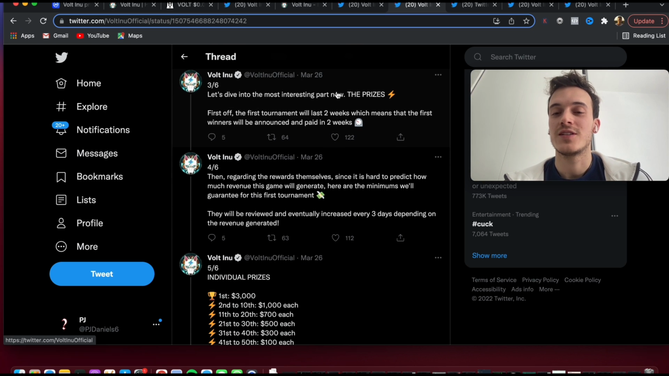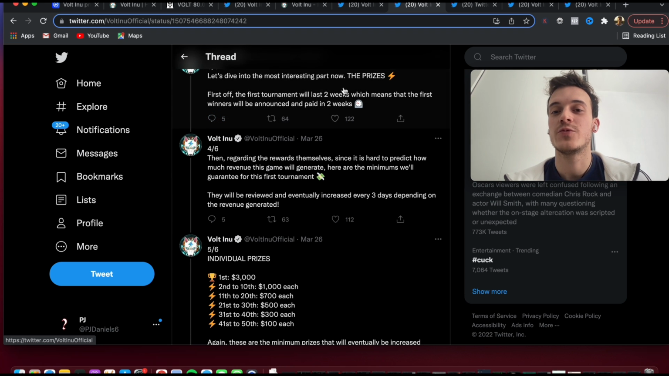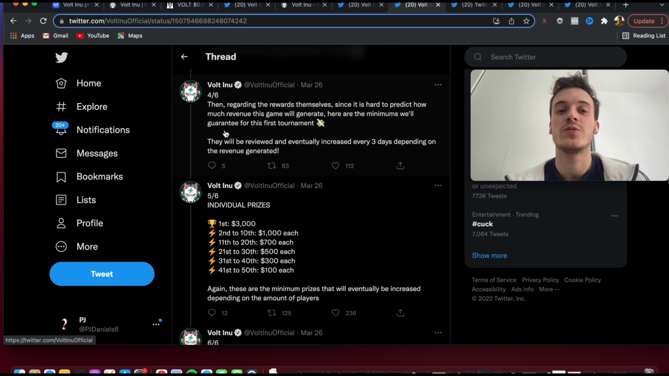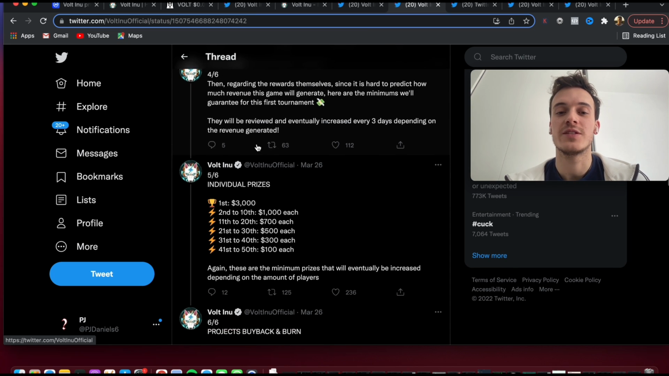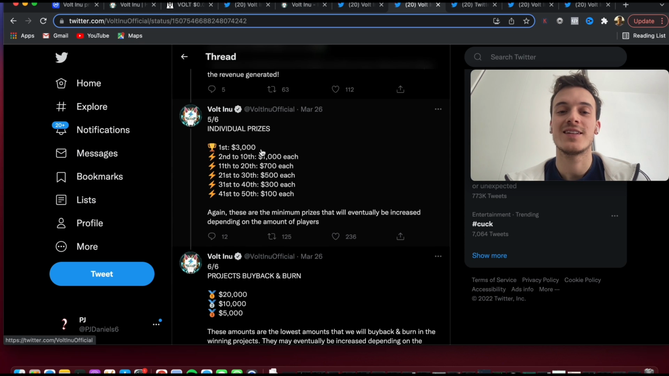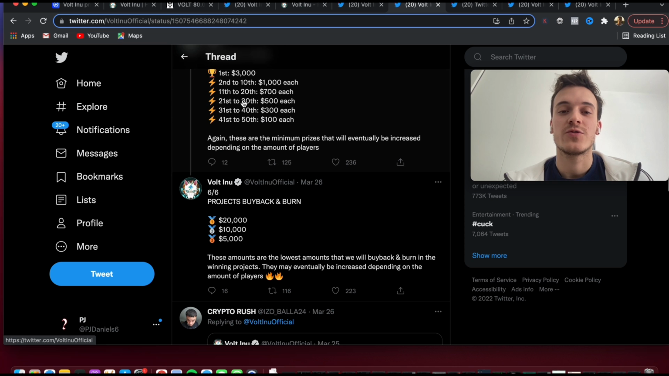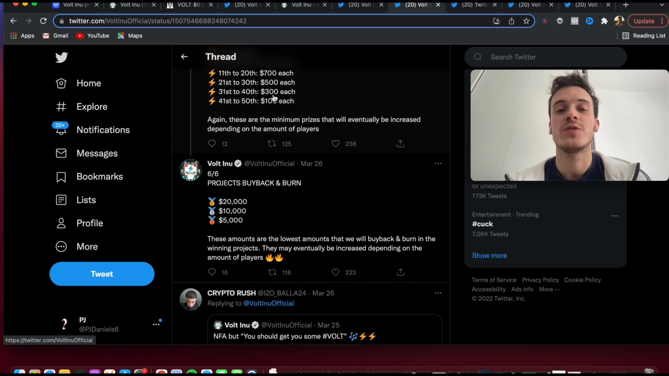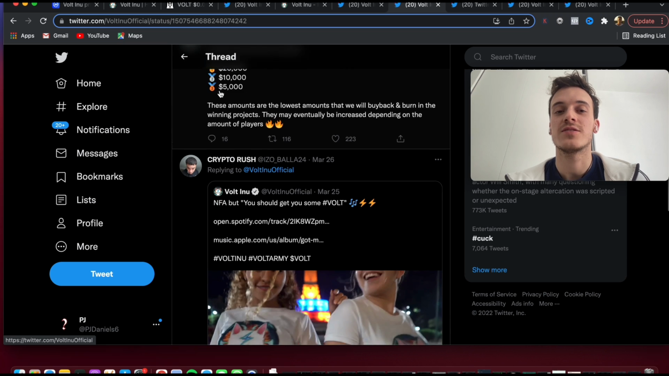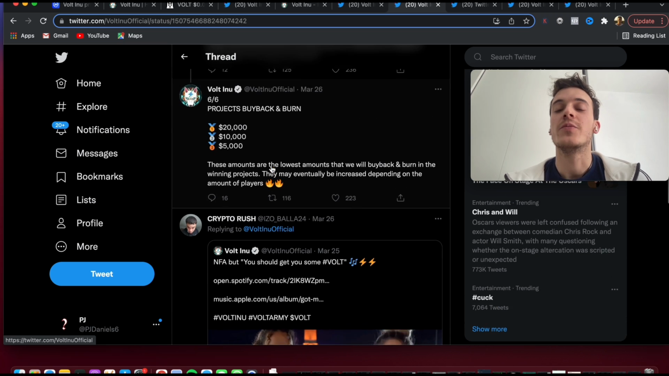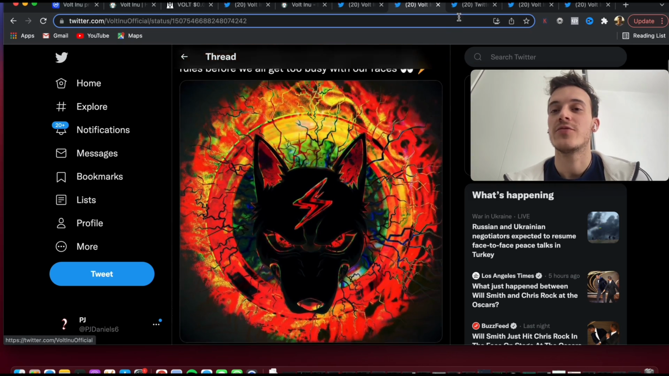Let's dive into the most interesting part. First off, the first tournament will be 2 weeks, which means that the first winners will be announced in 2 weeks. Regarding rewards, since we can't predict how much revenue the game will generate, minimums will guarantee first 3,000, second 10,000, 11 to 20, 700, 21st to 30th, 500, 31st to 40th, 300, 41st to 50th, 100. Amazing. Buybacks, 20,000, 10,000, 5,000. Amazing. So you can see great prizes, really fun games, and it's just really fun in general.